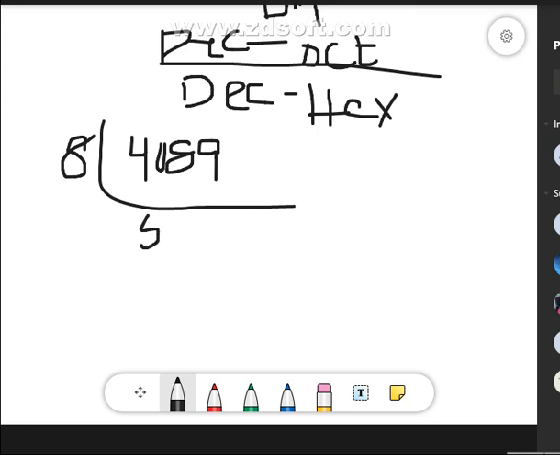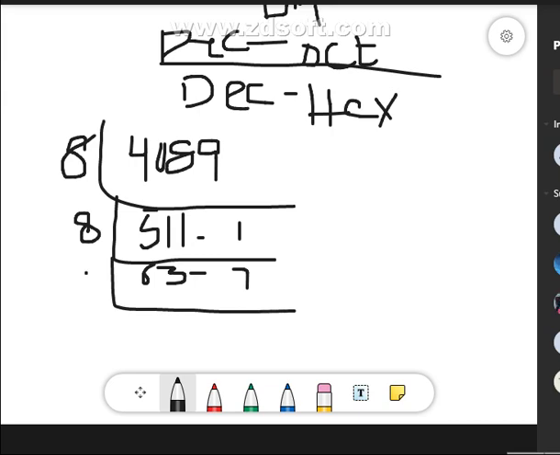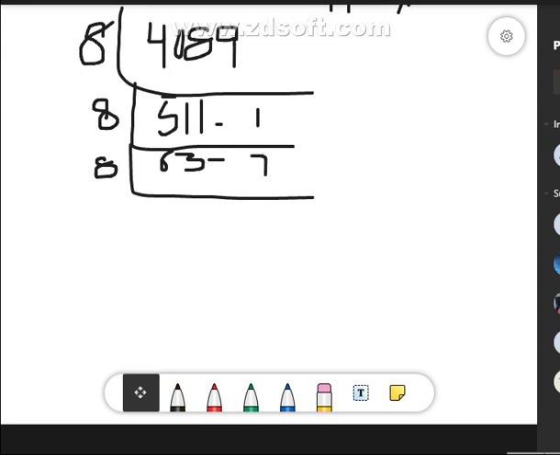So here we will get the quotient: 8 5s are 40, 8 1s are 8, 8 1s are 8. Here we will get the remainder 1. Again you have to divide it by 8: 8 5s are 40, 8 6s are 48, 8 6s are 48, and we will get 31. 8 3s are 24, we will get the remainder 7 here. 8 7s are 56.